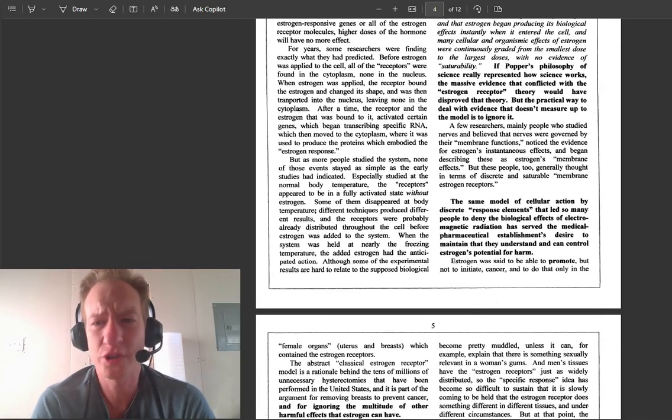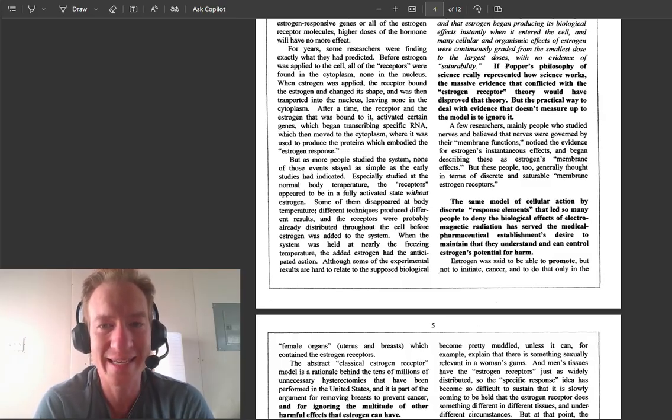A few researchers, mainly people who study nerves and believe that nerves were governed by their so-called membrane functions, noticed the evidence for estrogen's instantaneous effects and began describing these as estrogen's so-called membrane effects. But these people, too, generally thought in terms of discrete and saturable so-called membrane estrogen receptors.